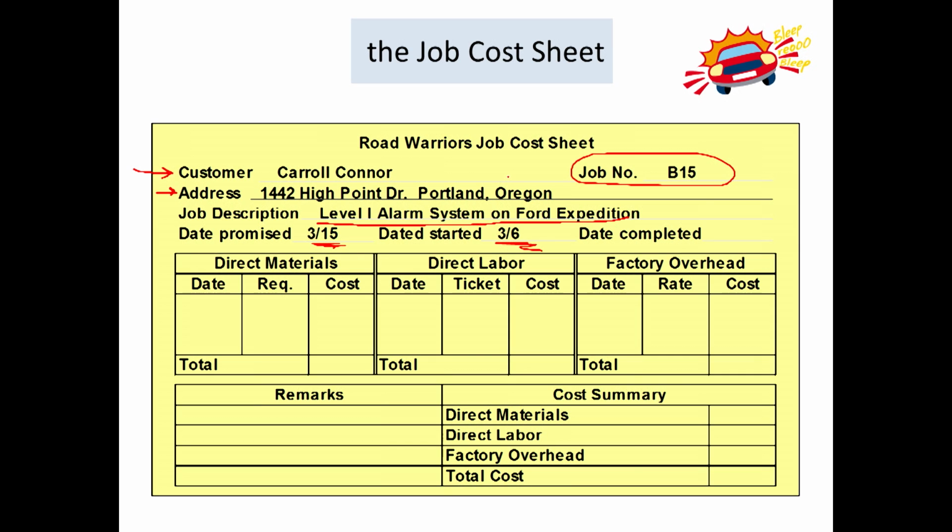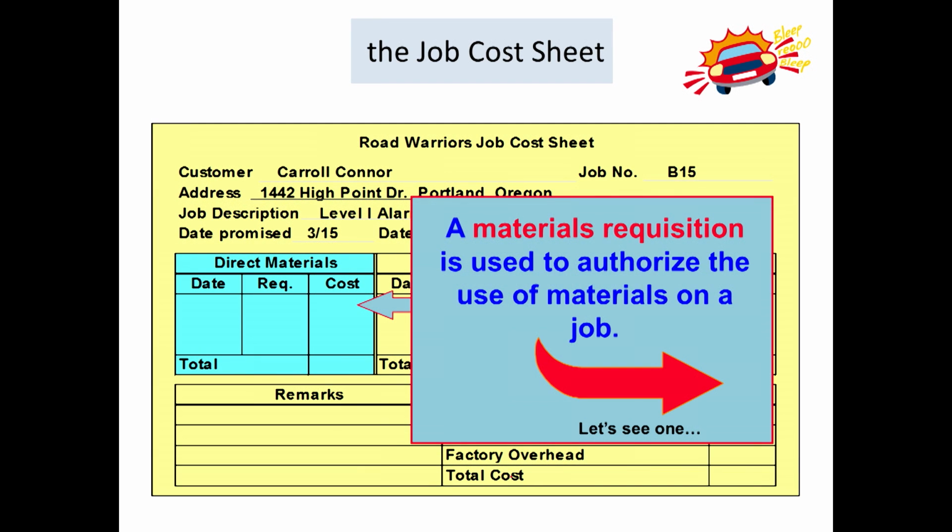And we're going to install this alarm system onto his car, onto his Ford. Okay? Well, you can see that we have a section where we're going to keep track of the direct materials for that job, the direct labor for that job, and then we're going to keep track of the overhead assigned to that job. Okay? And here's where we will eventually list the totals. Does that make sense? And eventually we will arrive at our total cost. Okay? You with me?